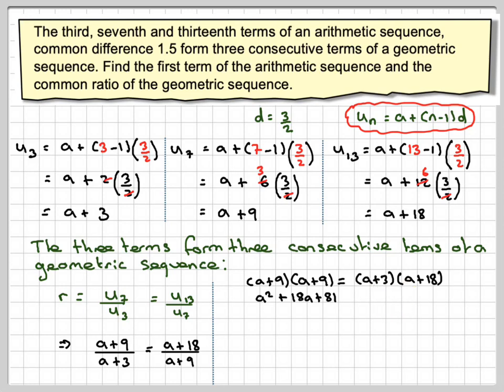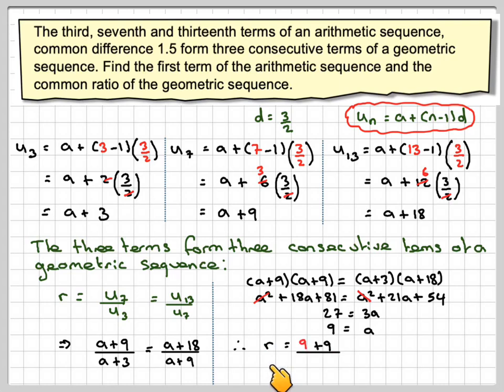Over here, we're going to get a times a, which is a squared. 18a plus 3a gives me 21a. And then 3 times 18 is 54. Now, the a squares will cancel out. If you take one over to the other side, they'll cancel each other out. So we're going to take 18a over here, and we're going to take 54 over here. We're going to get 27, and then 3a, and therefore we're going to get that the first term of the arithmetic sequence is going to be 9.